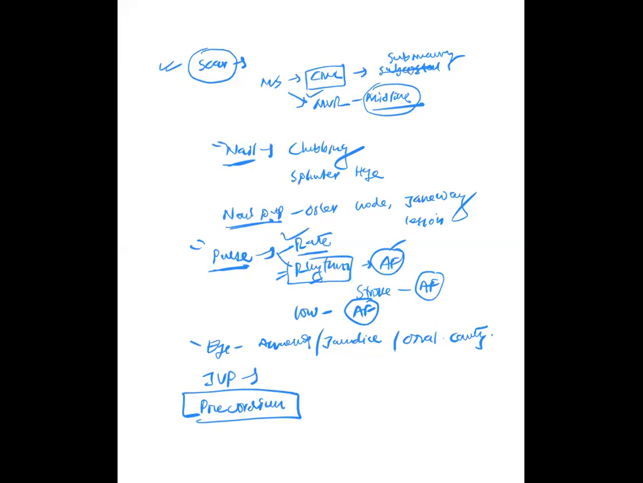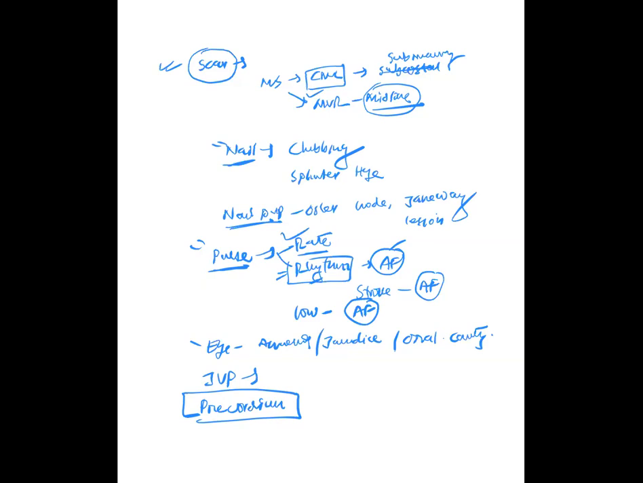Again, to see the precordium. Now you're going to do the palpation. Before palpation, again, tell the patient that I'm going to check your heartbeat. Is that okay? Or I'm going to feel your heartbeat. Is that okay? Then check the apex beat. After that, check the left parasternal heave. Then check whether a palpable P2 is present or not.